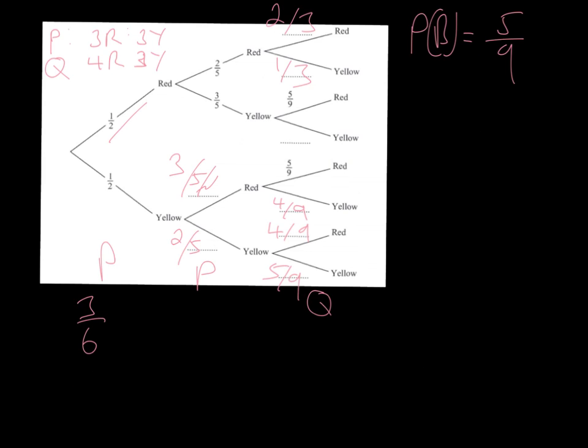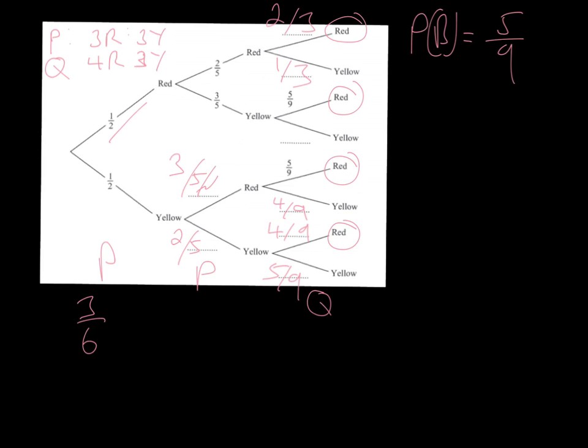In part C, we are asked to show that the probability of event B is 5/9. And event B is the probability that the ball drawn from bag Q is red. So first of all, we need to identify all the outcomes in which the ball drawn in bag Q is red. So for instance, I've got this one, this one, this one, and this one.